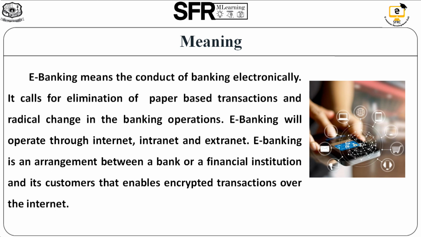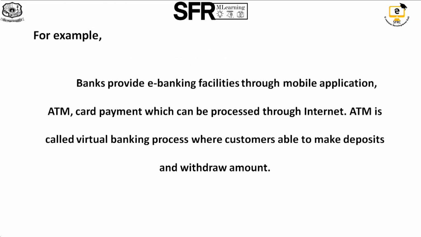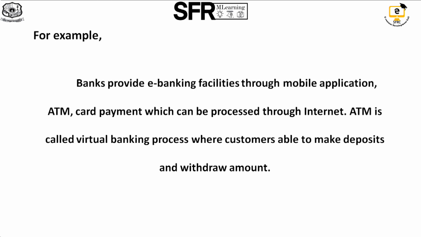E-banking is an arrangement between a bank or a financial institution and its customers that enables encrypted transactions over the internet. For example, banks provide e-banking facilities through mobile application, ATM, card payment, which can be processed through internet. So, internet means interconnections of network. ATM is called virtual banking process where customers are able to make deposits and withdraw amount.